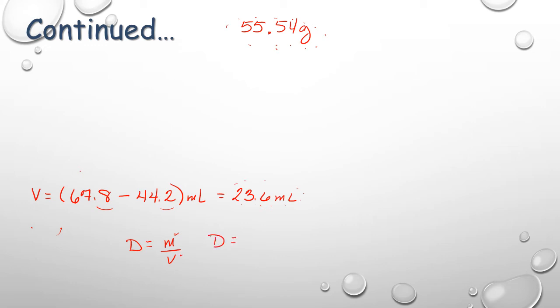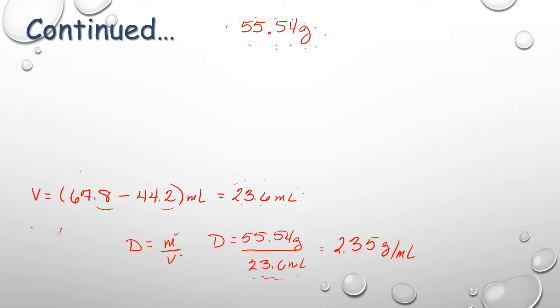Let's go ahead and substitute our values in. 55.54 grams divided by 23.6 milliliters. Get out the handy-dandy calculator, and we end up with 2.35 grams per milliliter. Am I done? Well, I have to check my significant figures. There's 3 sig figs down here, and there's 4 up here. So I'm good. I have 3 sig figs. The medallion is 2.35 grams per milliliter.